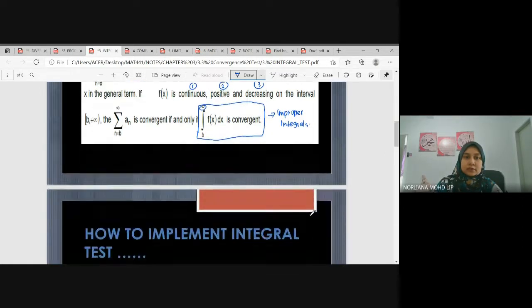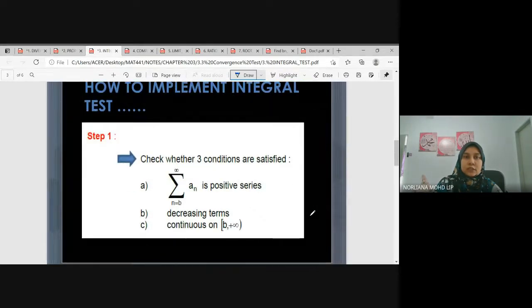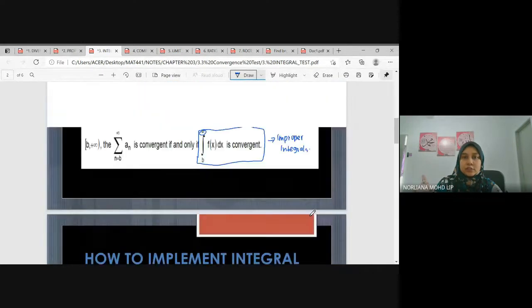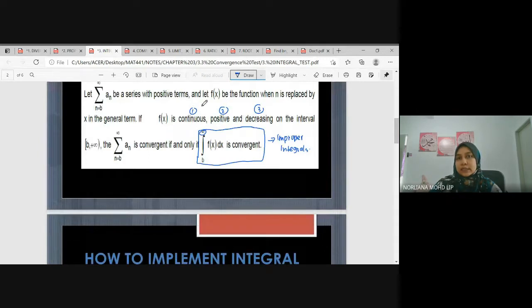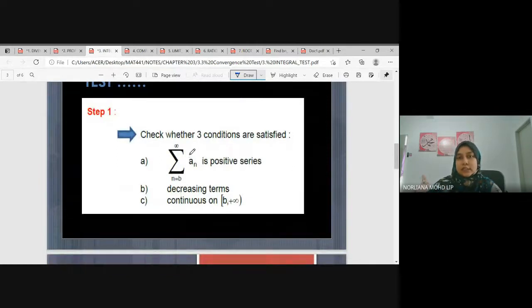Okay, look at how to implement. Okay, there are a few steps. Okay, step 1, you have to check the 3 condition. Okay, 3 condition yang tadilah based on theorem yang saya senaraikan 3 ni kan. Saya labelkan 3. So you all kena check lah whether the series AN is positive series or decreasing term. Okay, untuk yang ni you have to substitute N equal to B. B means depend kepada series yang diberi lah nanti.